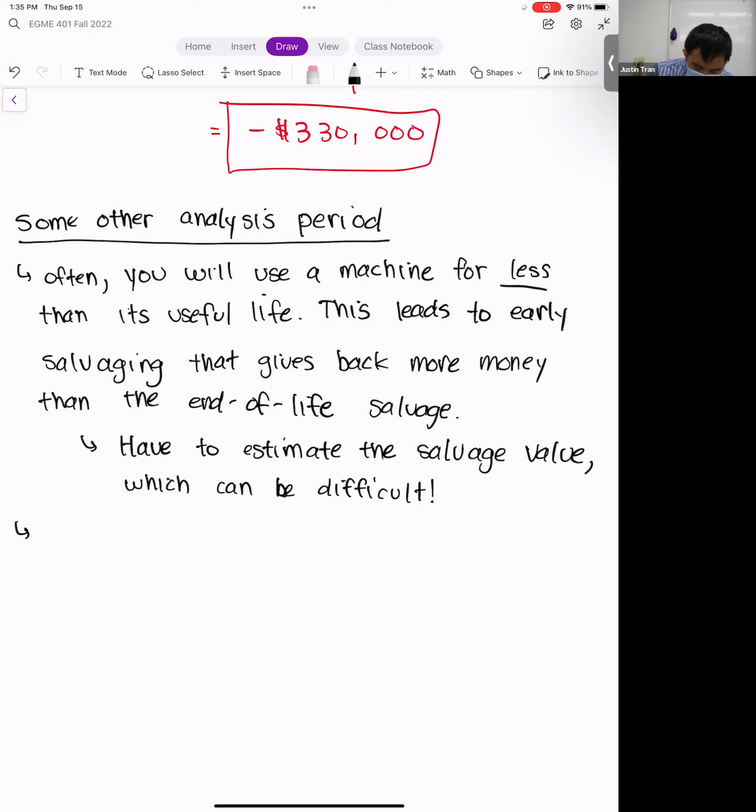Okay, and so in these situations where you have more unknowns in the problem than you can deal with, the best thing that you can do is to use your economic analysis technique to set up an equation, and then once you know the numbers, you can just plug it in.